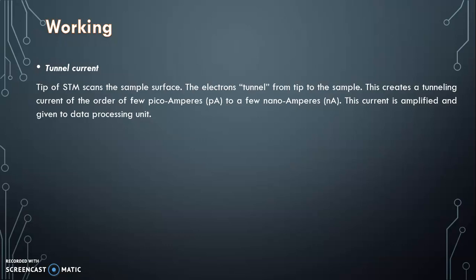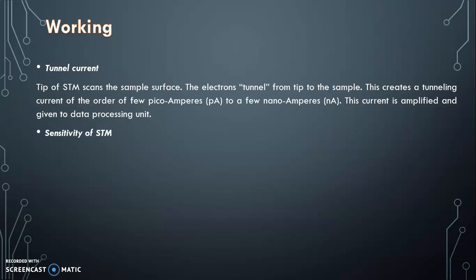So when the tip is scanned, electrons tunnel from the tip to the sample. Current is nothing but movement of charge. Here electrons are moved, due to that we are getting the current, and this creates a tunneling current of the order of a few picoamperes to a few nanoamperes. This current is amplified and given to the data processing unit for further processing.